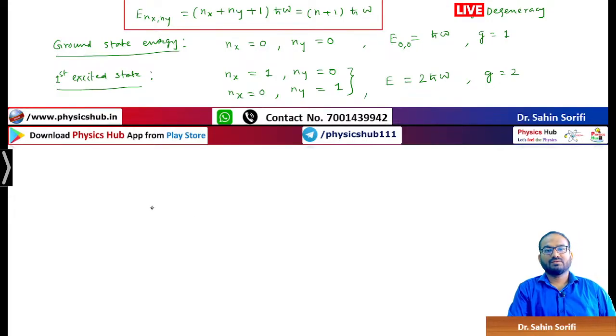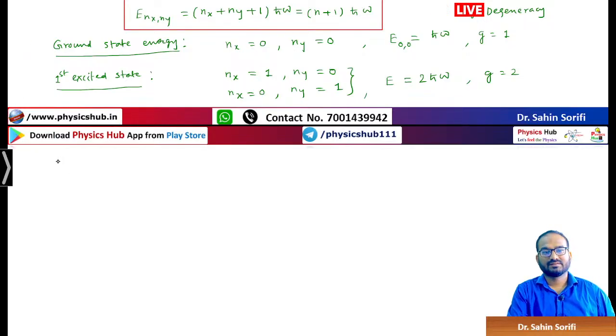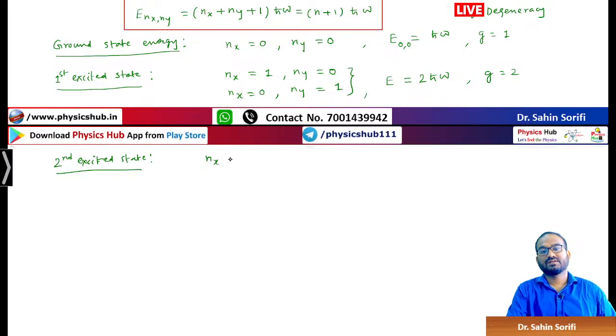Now, if I talk about the second excited state, so how can we get the second excited state? The next energy may be 3ħω. So for the next excited state, you can get the second excited state if you put Nx equals 2 and Ny equals 0. Then you get E equals 3ħω.